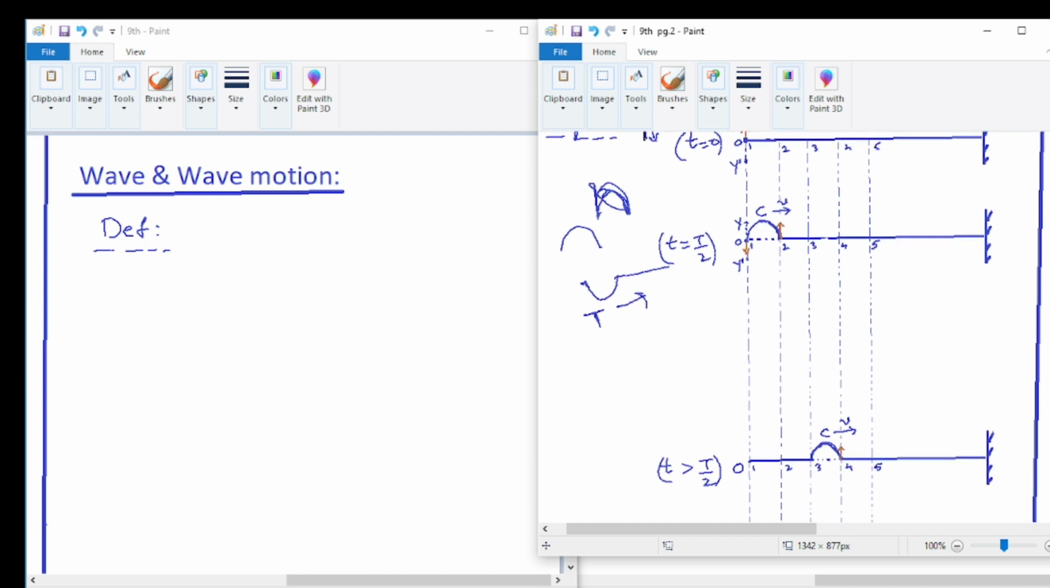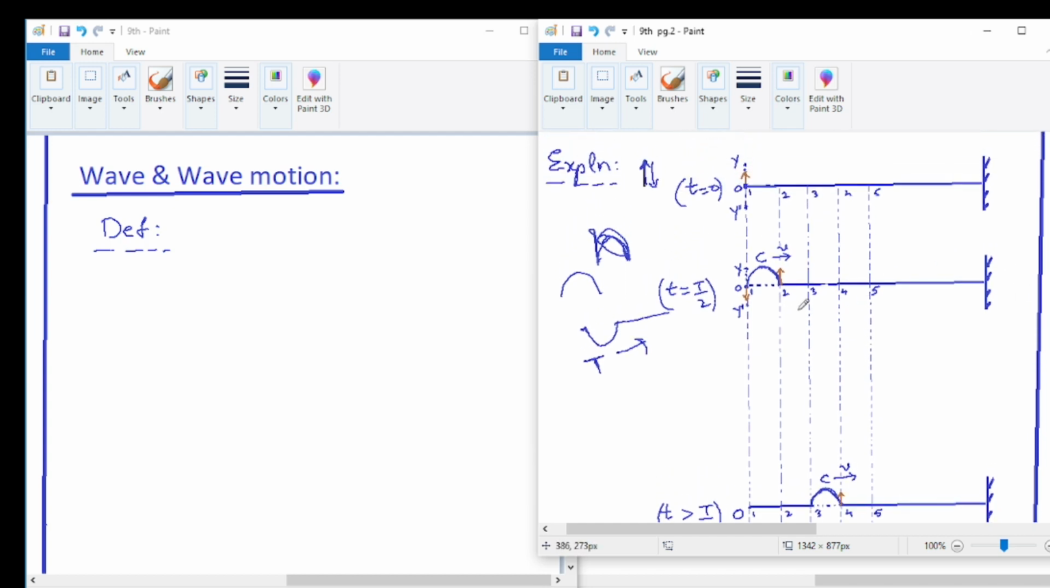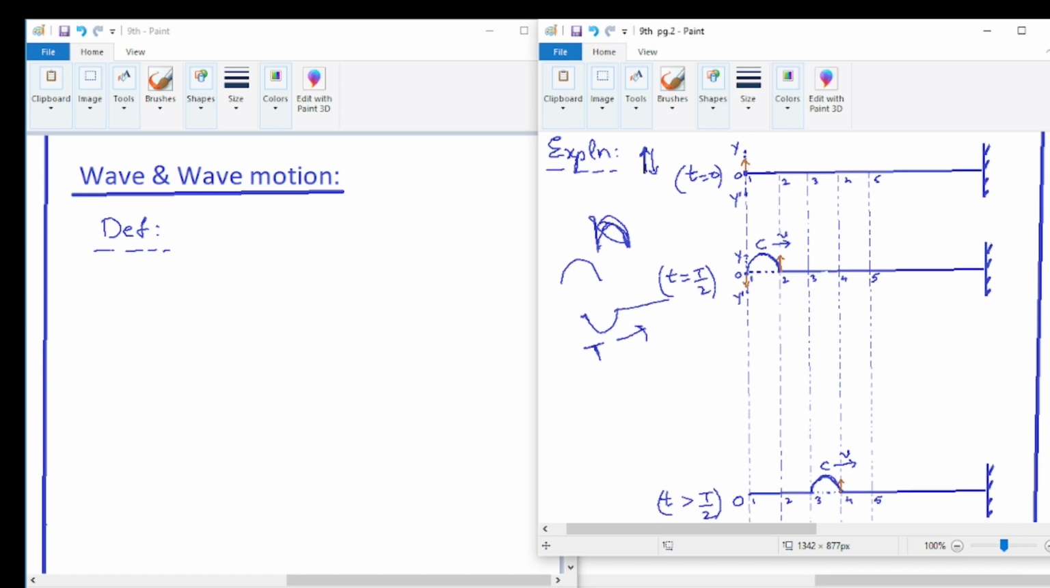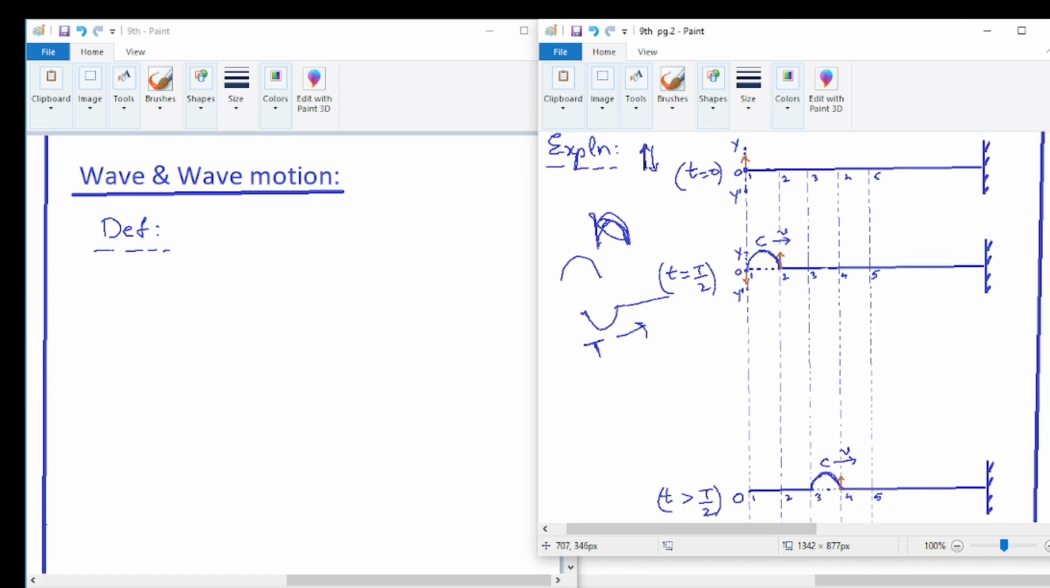So that's how the second type of disturbance can also move. A trough can also move along the string. Now there is no complication here. Whatever examples we have seen are very simple. Though it's taking considerable time, it is not difficult to understand. Even a trough can be understood here.